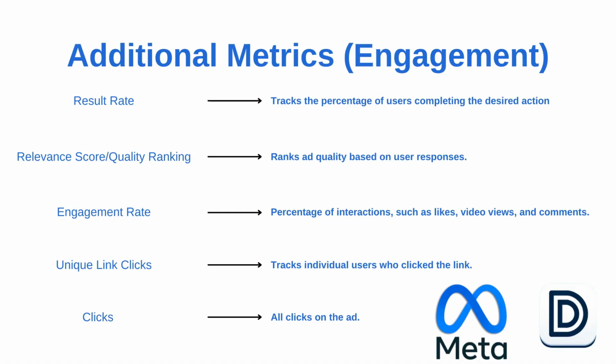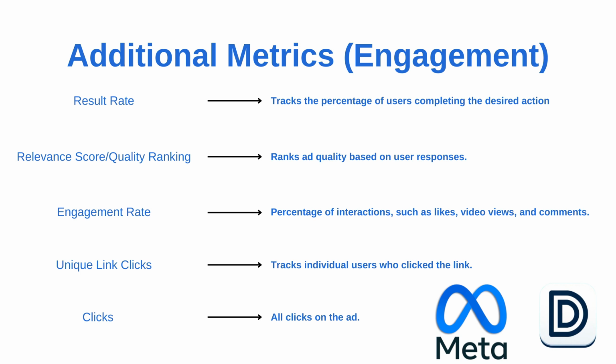Engagement rate is the percentage of interactions such as likes, video views, and comments. Unique link clicks tracks the individual users who have clicked the link. Remember that somebody could click the link on your ad more than once, or one person might click on the link of multiple ads.